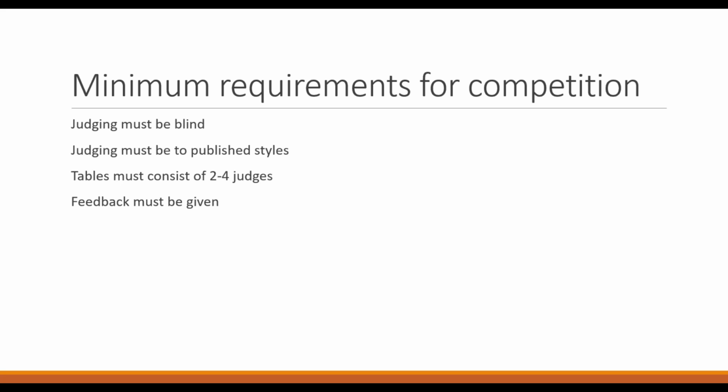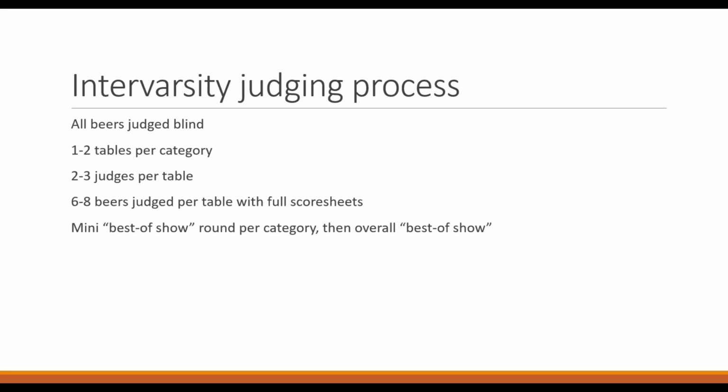Each table judging a beer must consist of 2 to 4 judges. 1 is too few, obviously, because that will just be one person's opinion. More than 4 gets a bit unwieldy. 2 to 3 is ideal. 3 is actually about ideal. Then each judge at the table judges the beer, and then afterwards you discuss it and come to a consensus. And there must be feedback given to the brewer.